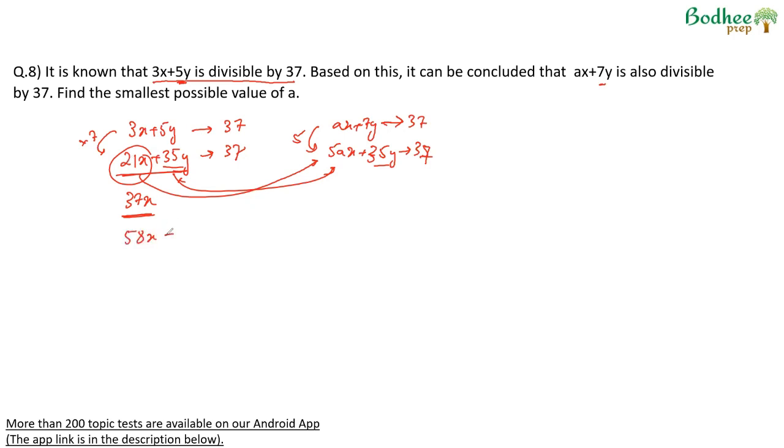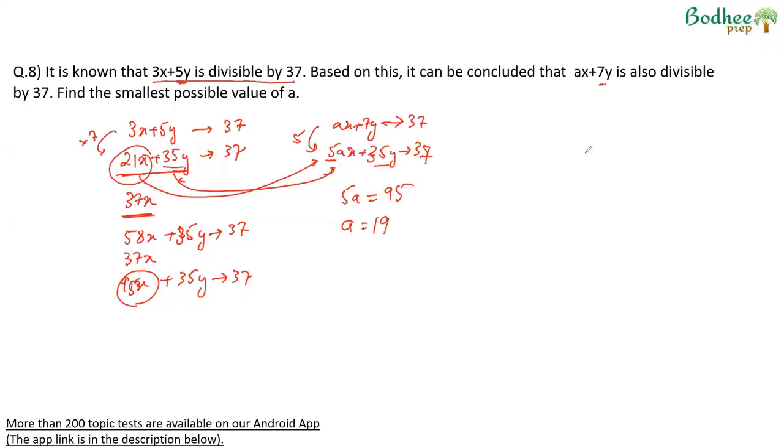58x plus 35y will be divisible by 37. Again, adding 37x will not change the divisibility. So 95x plus 35y will still be divisible by 37. As we can see, this is now a multiple of 5. Since this is a multiple of 5, we can say 5a could be equal to 95. And this is the first time this will happen because it's the first multiple of 5 that we get. So the smallest value, and therefore, a has to be 19. That becomes my answer.